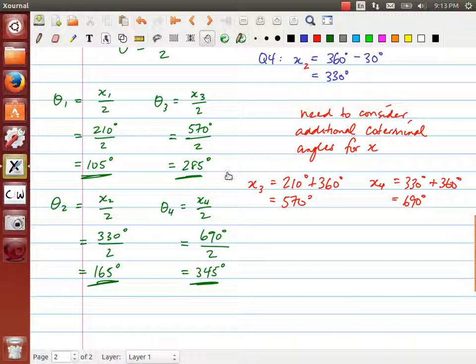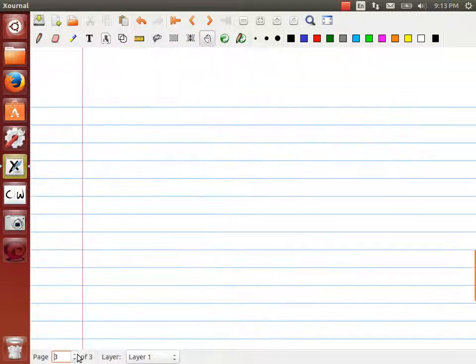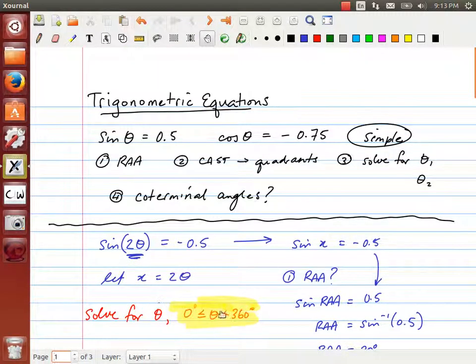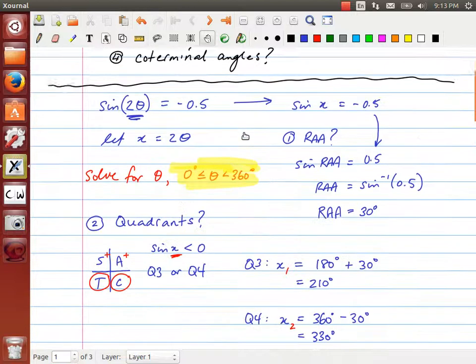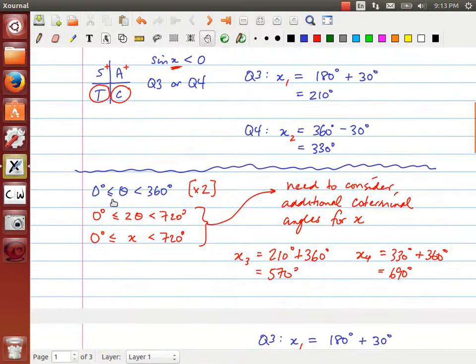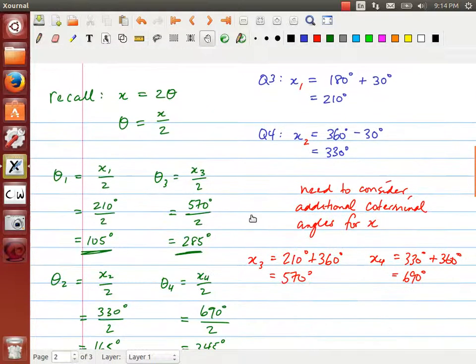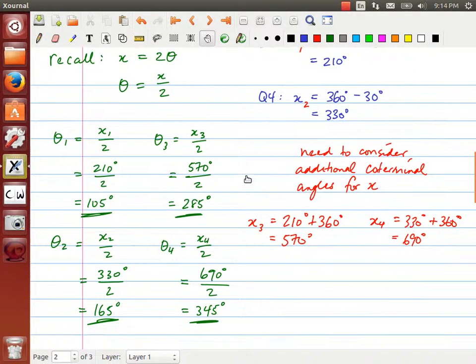And the key to that was when we took 0 degrees less than or equal to theta less than or equal to 360, and we multiplied everything by 2. We ended up with 2 theta between 0 and 720, which means x is between 0 and 720. I can slide down to that next page now. And so we ended up with those 4 values. So those are the 4 answers.